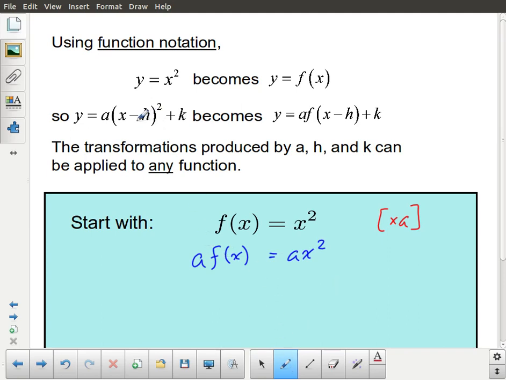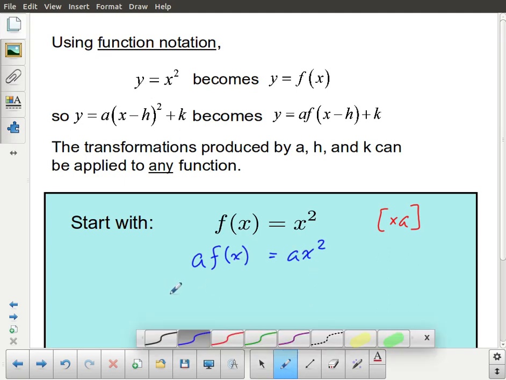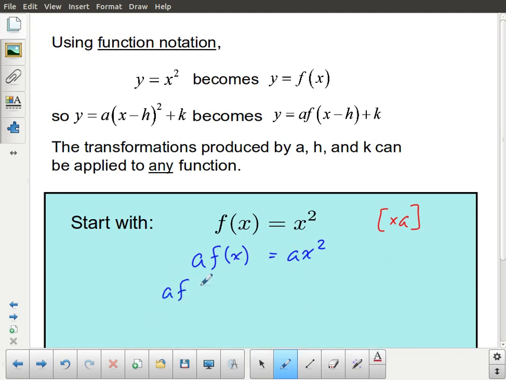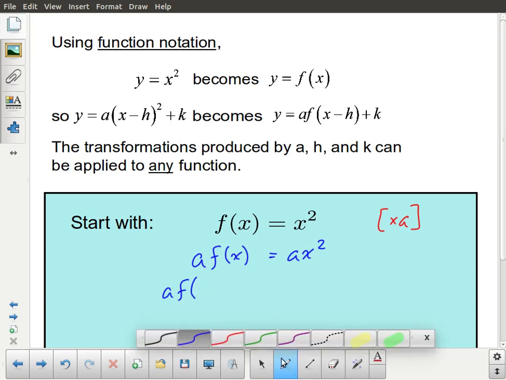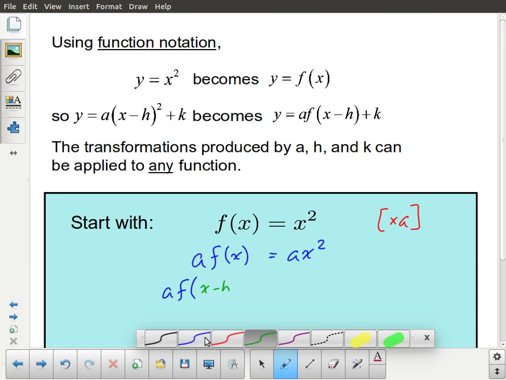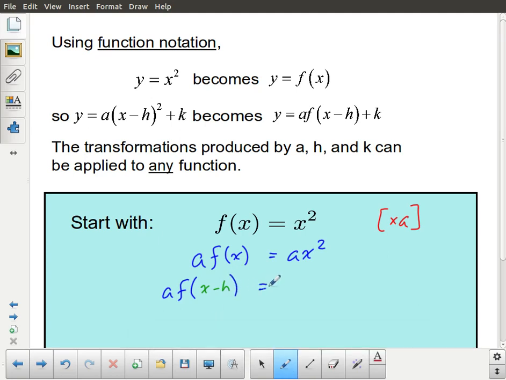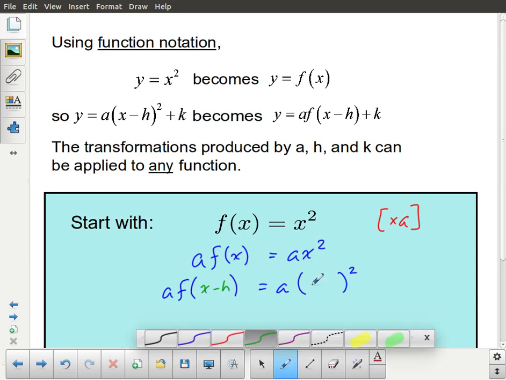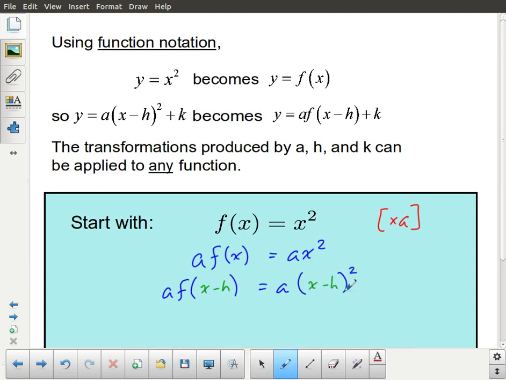Now, reading from left to right, the next thing I have is, instead of x, I want to replace x with x minus h. So I now get a f of bracket, but instead of x, I'm going to write x minus h. That's equal to a, and instead of just x squared, I'm going to get something else squared. But what is that? It used to be x squared, now it's going to be x minus h all squared.